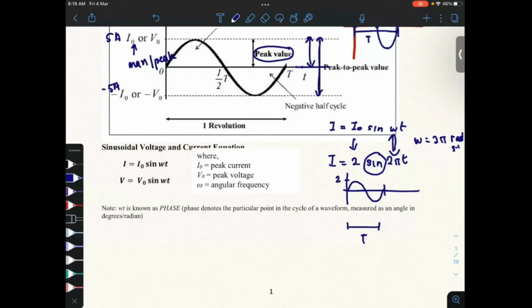Omega sama dengan 2 pi over period. So boleh dapat nilai period kamu dekat sini, iaitu 1. So it takes 1 second to complete one cycle. Okay.